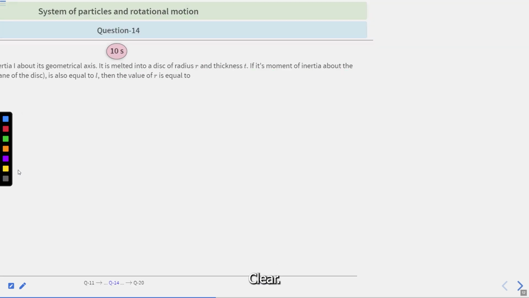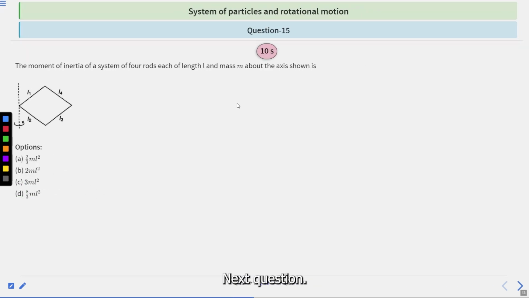Clear? Next question. Question 15. The moment of inertia of the system of 4 rods, each of length L and mass M, about the axis as shown is, this is the figure. Clear? So which option is correct? Option A is 2 by 3 ml square. Option B 2 ml square. Option C 3 ml square. Option D 8 by 3 ml square. So which one is correct? You have 10 seconds to solve this question. After 10 seconds, we will provide the solution. Clear?